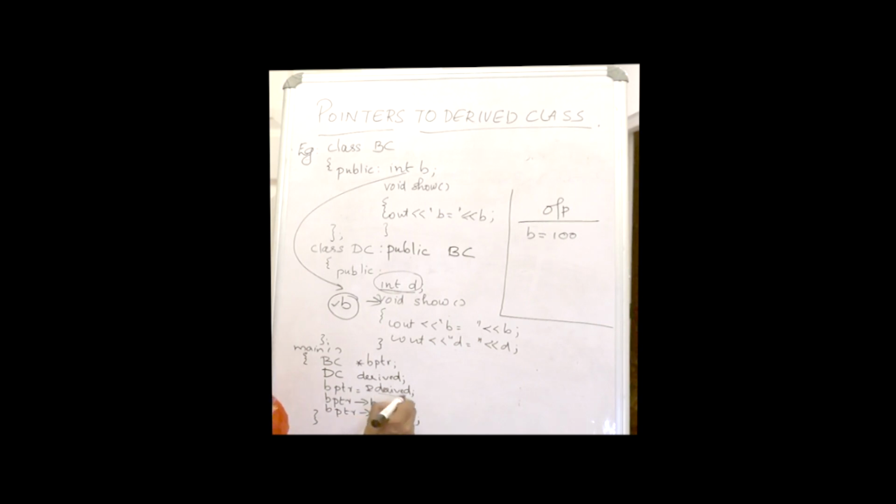And we are assigning a new value 200 to B, and again we are calling the same function show.